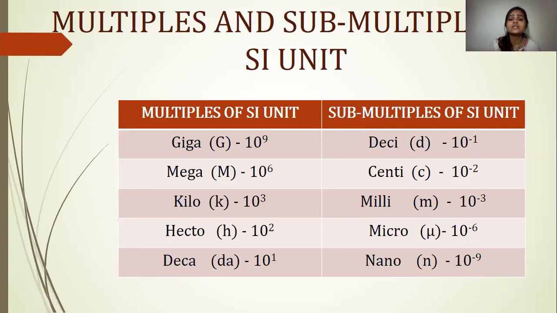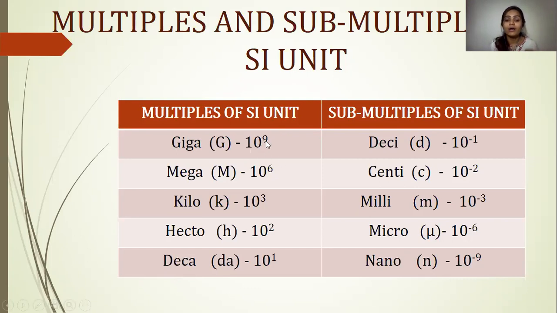Besides them, you can see that I have mentioned some numbers. Here you can see giga is written. This is the multiple form, not the standard form. That means it is not the original number. We have reduced that original number into a multiple form. So here, giga is 10 raised to 9.